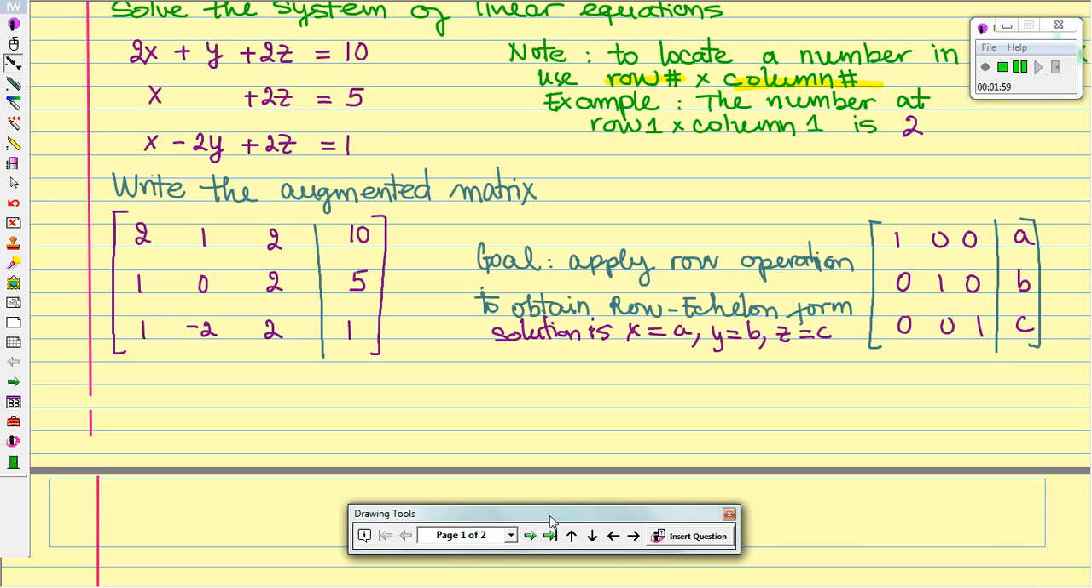So the first step we want to do is get 1 in row 1, column 1. You can see right here that you can interchange row 1 and row 2, so that now you have 1 in row 1, column 1. I make a note right here that I'm going to interchange row 1 and row 2. So what we have right now is that row 2 becomes row 1 and row 1 becomes row 2, and row 3 stays the same.